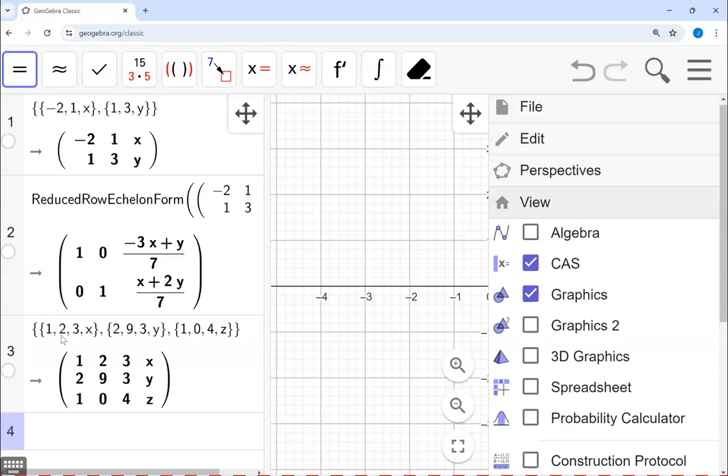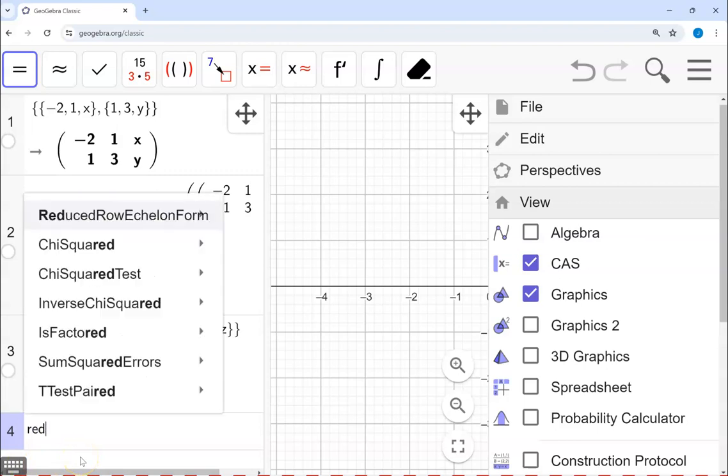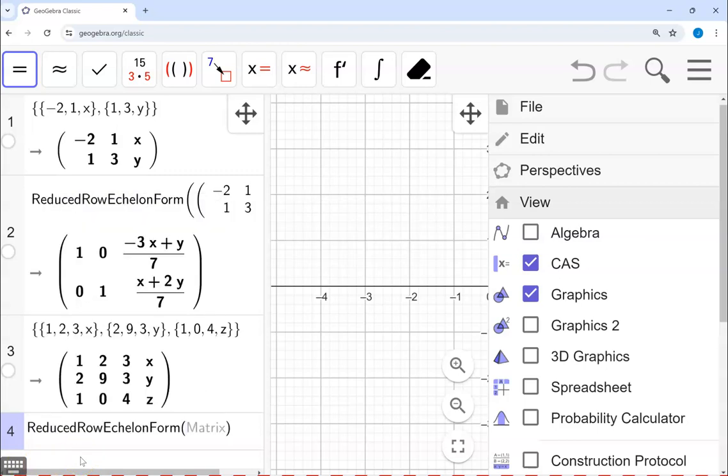So again, we've got to type it in by row to be able to use this. And again, the only reason why I'm doing this is to use the technology. You could row reduce this by hand. It's just a little bit more work, right? All right. So then, again, the command for this is reduced row echelon form. And then that matrix is up in line 3. Notice on the left-hand side, it's numbering the lines, so you can refer to previous lines by their number.